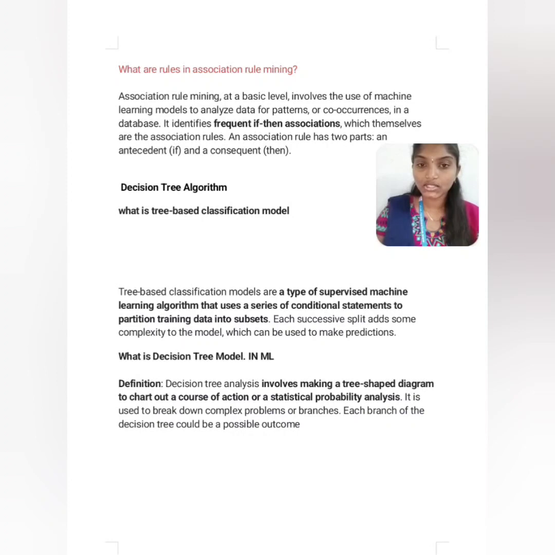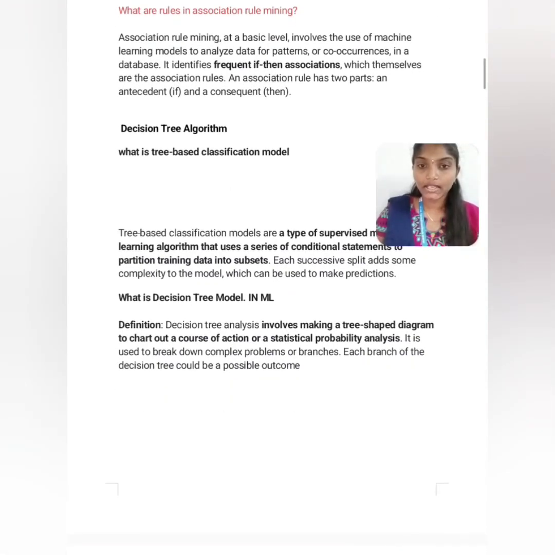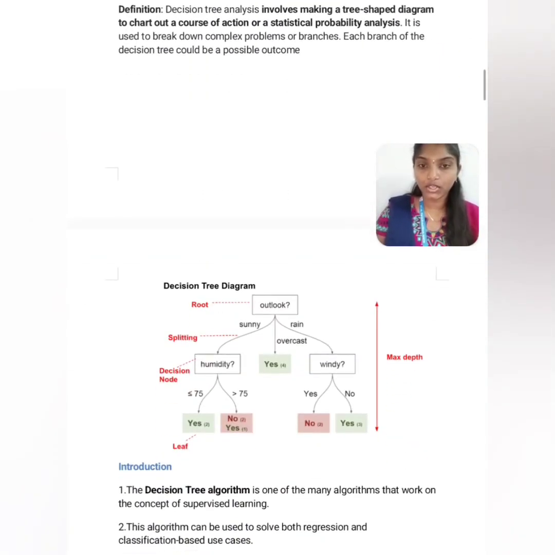What is decision tree model in ML? Definition. Decision tree analysis involves making a tree shaped diagram to chart out a course of action or a statistical probability analysis. It is used to break down complex problems into branches. Each branch of the decision tree could be a possible outcome.